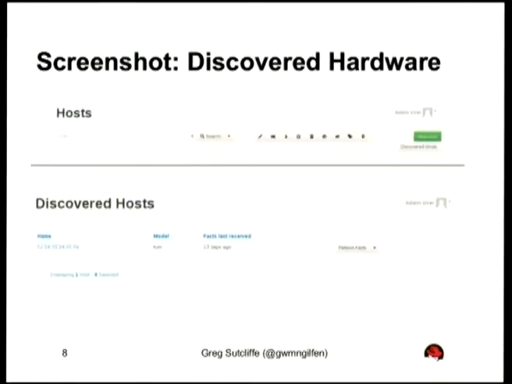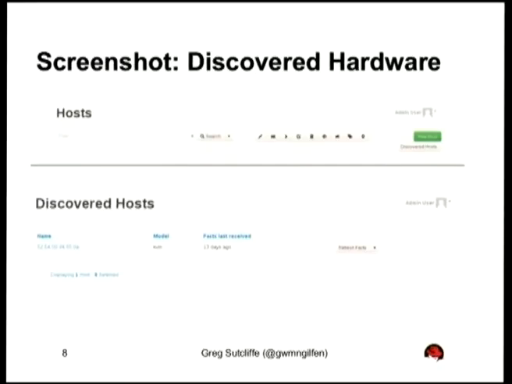In Foreman, some new buttons. So again, if you've not seen the Foreman interface, the hosts page is something we see very often. And there's a new button here in the top right called Discovered Hosts. If you click that, you come through to this pool of hardware information. You want to see all the servers that have registered themselves.